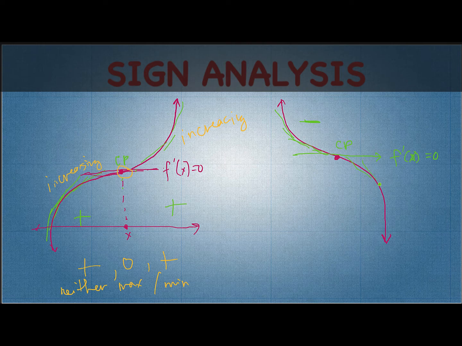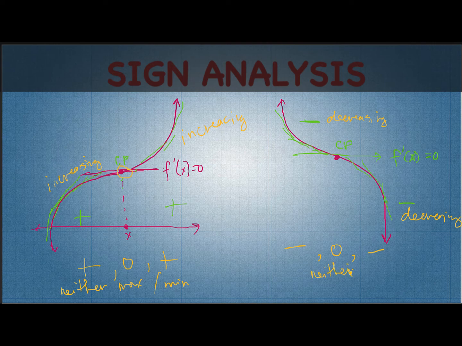And at this part, after the critical point, our slopes are still decreasing. So in other words, our sign analysis would be negative, 0, and negative. Negative means decreasing. I will write that so that you will always remember. Decreasing, and this one is still decreasing. So negative, 0, negative. Still we have the same sign analysis.